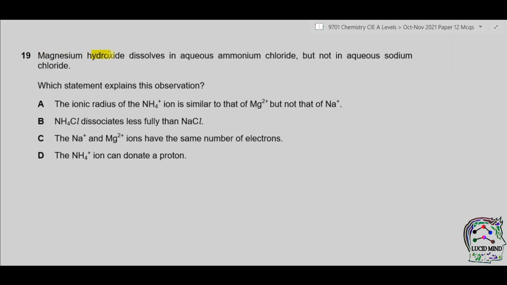Question 19. Magnesium hydroxide dissolves in aqueous ammonium chloride but not in aqueous sodium chloride. Which statement explains this observation? We can understand this question by writing the chemical equation. We have magnesium hydroxide, it dissolves to form magnesium 2+ and hydroxide ions. Now the reaction is reversible because magnesium hydroxide is not 100% soluble.